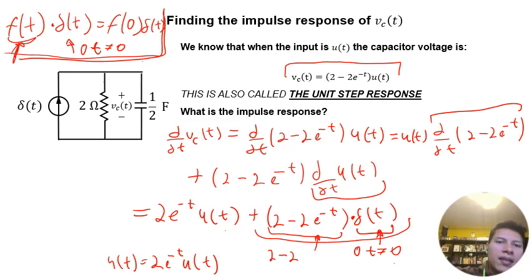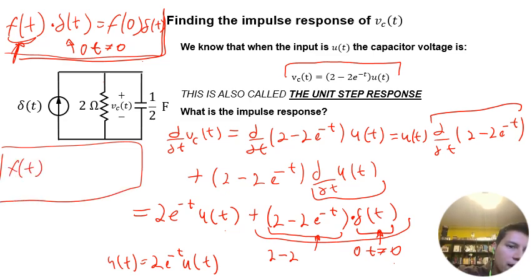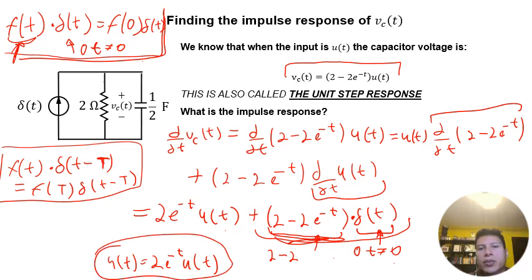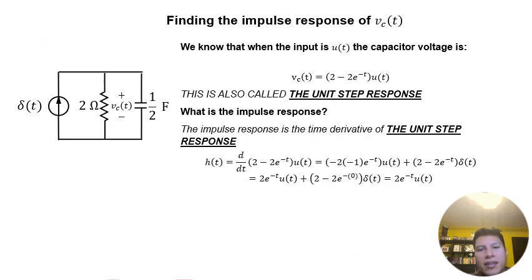Additionally, if I have a time-shifted delta function, for example f of t times delta of t minus capital T, then that's equal to f of capital T times delta of t minus capital T. In this particular case, we found that when you evaluate this at 0, we get 0, so that's why we could remove it from our solution. Okay, now we found the impulse response, so now we can solve the circuit for any input if we wanted to.